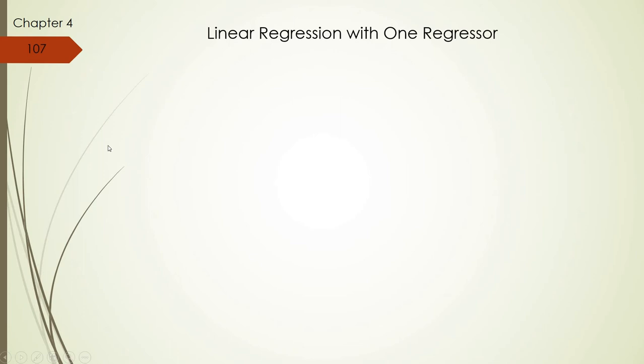This is why we are using linear regression with one regressor. This is the general equation. Here we call it simple linear regression because we have only one regressor, only one independent variable. In this example, it is x1. Later on we will develop a multiple regression model where we will have more than one independent variable.